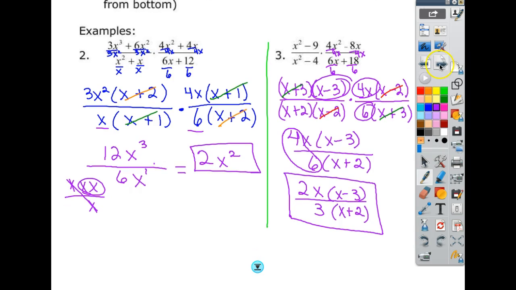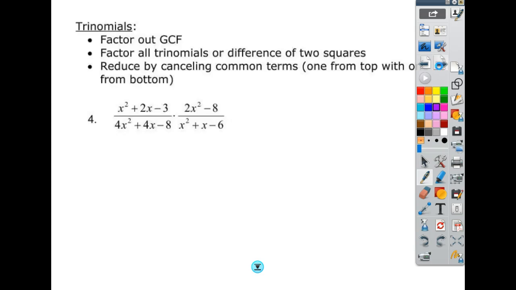So the next one. When the Promethean board decides to cooperate. Okay, the next one, we're just going to work number 4 and 5, and then we're going to save 6, 7, 8, and 9 on your notes for tomorrow because those are division.